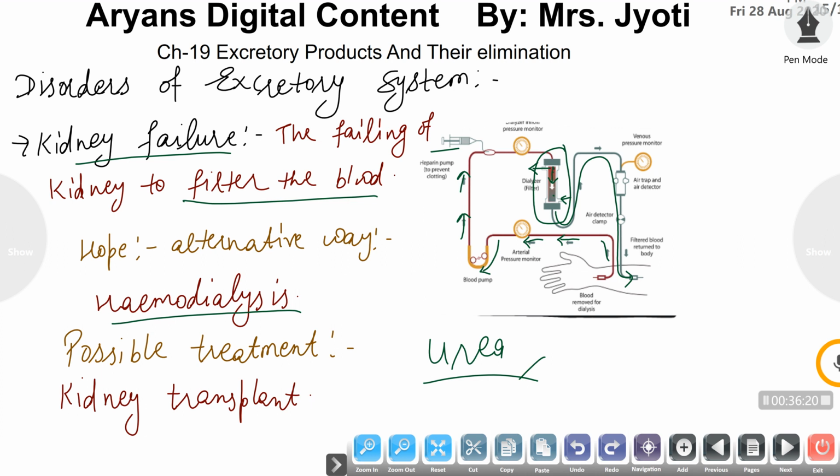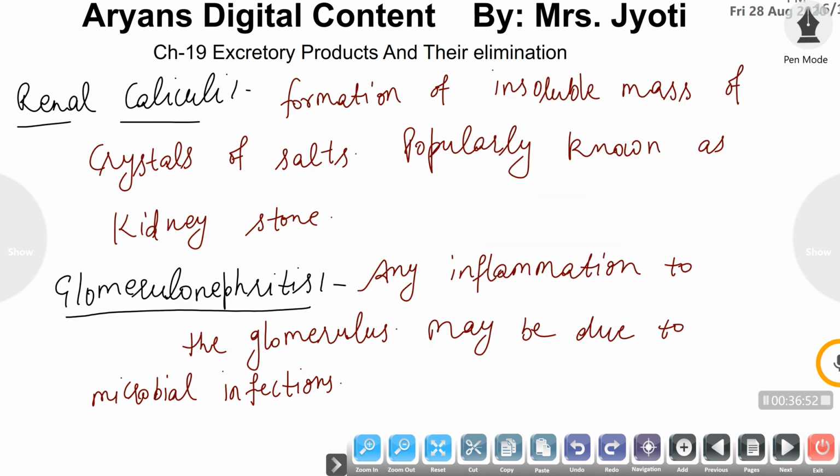When the kidneys fail completely, the person requires regular dialysis, which may be twice in a week or once in 15 days. And if dialysis is not possible, then the only possible treatment is a kidney transplant, meaning the transplant of a kidney from a healthy donor, who is generally a close relative, into the affected person, which is termed a kidney transplant.